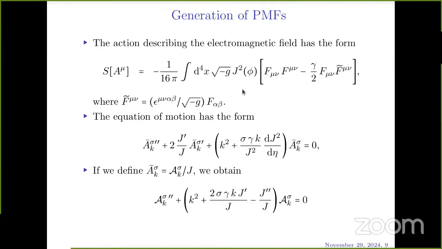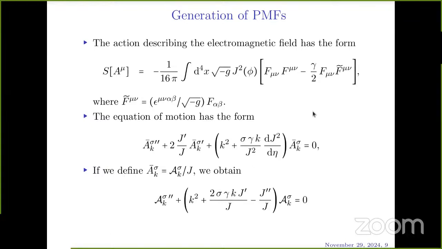So this is how the modified action looks like. As you can see here, I have introduced a coupling which couples the electromagnetic field with the inflaton field. And another term present here, which is a dual of this, is generally introduced to generate helical magnetic fields. Helical magnetic fields are more of observational interest, because the helicity can affect the polarization of CMB observations, and they can also affect the chirality of gravitational waves.